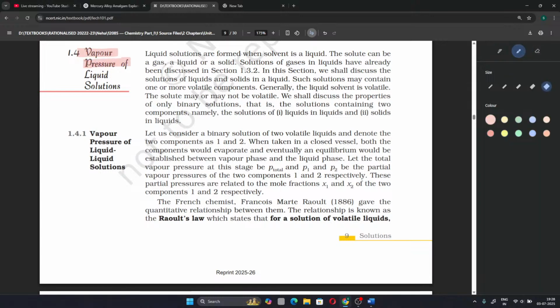Vapor pressure of liquid solutions. Liquid solutions are found when the solvent is a liquid. The solute can be a gas, a liquid, or a solid. Solutions of gases in liquids have already been discussed in section 1.3.2. In this section, we shall discuss the solutions of liquids and solids in a liquid. Such solutions may contain one or more volatile compounds. Generally, the liquid solvent is volatile. The solute may or may not be volatile. We shall discuss the properties of only binary solutions, that is solutions containing two components, namely the solutions of liquids in liquids and solids in liquids.